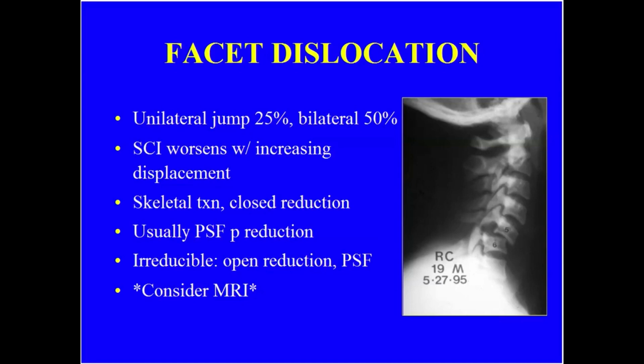And if you can't get the dislocation reduced closed, then the treatment is an open reduction, where you burr down the superior facet of the level below and then manipulate and do an open reduction, in this case, of C5 on C6 to anatomically realign it, and then you fuse C5 to C6.